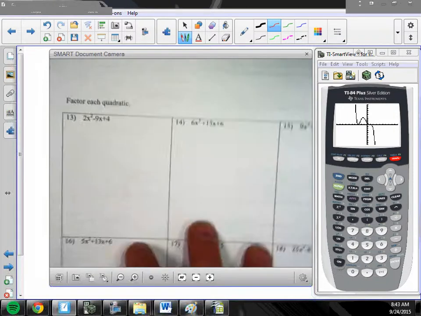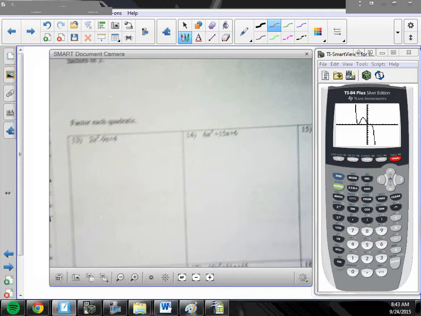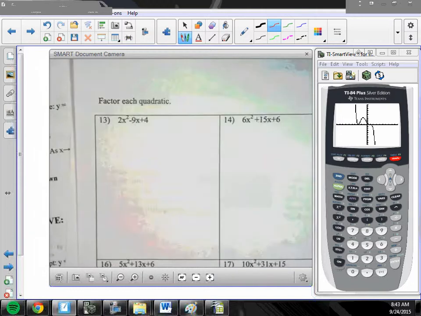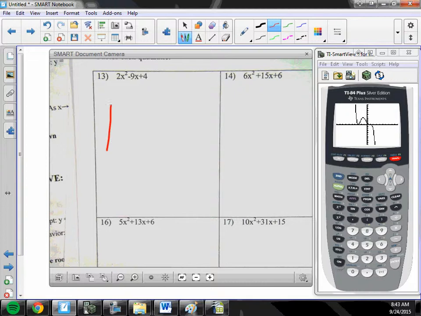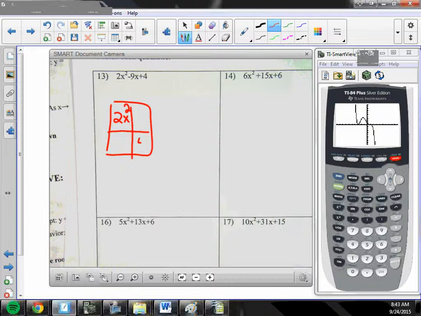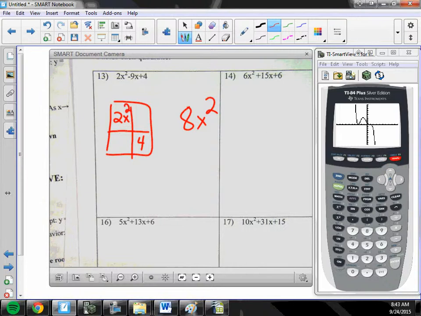So let's do number 13 together. I draw the box. 2x squared and 4. Multiply those together. 8x squared. Are there factors of 8x squared that add to be negative 9x? Negative 1x and negative 9x.